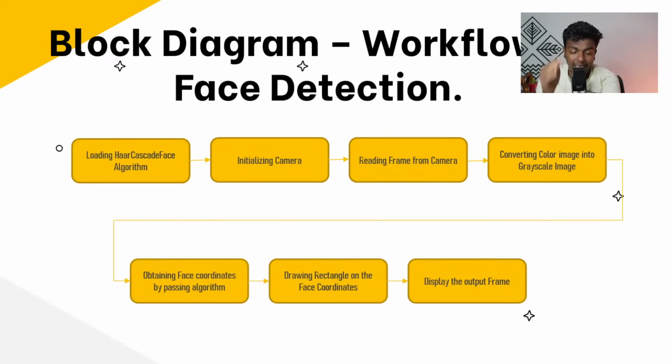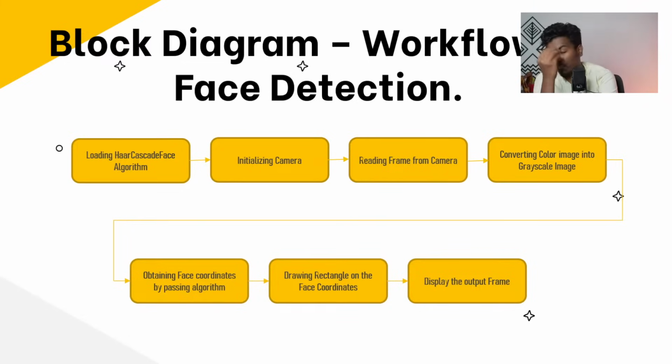That's why here as well, once the frame has been read from the camera, we convert the color image into a grayscale image. That's the step. And then we are going to obtain the face coordinates by passing the algorithm. Once the color image has been converted into a grayscale image, we apply the algorithm to that grayscale image to detect the facial coordinates.